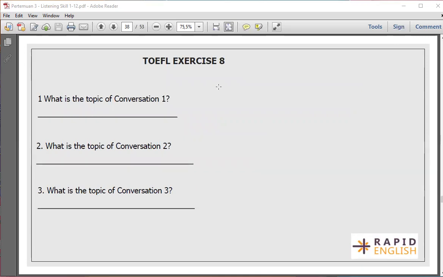Exercise 8. Listen to the first part of each of the conversations and decide on the topic of each conversation. Number 1. The first part of conversation 1 is, "Did you understand the assignment the professor gave us today? I'm not sure that I did." He said to read chapter 6, didn't he? What is the topic of conversation 1?